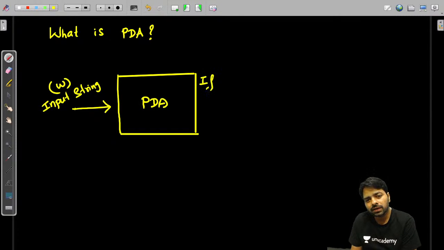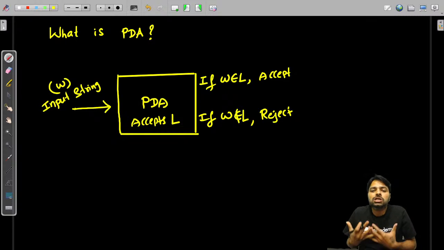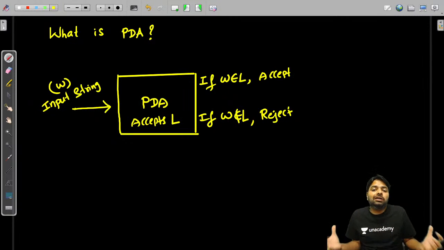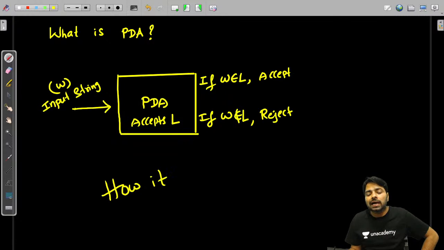If W belongs to L, it must say accept. If the PDA is accepting some language, that is CFL. If W is not in L, then it must say reject. But how it says that depends on the nature of the PDA. Whether I use the final state or empty stack, that will tell what kind of PDA it is, how it accepts, how it rejects. That depends on the type of the mechanism.